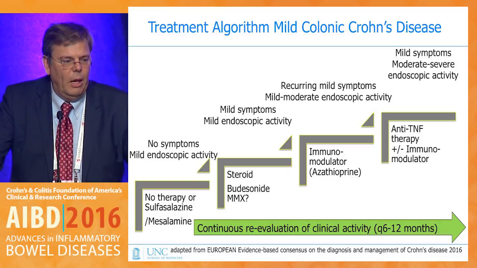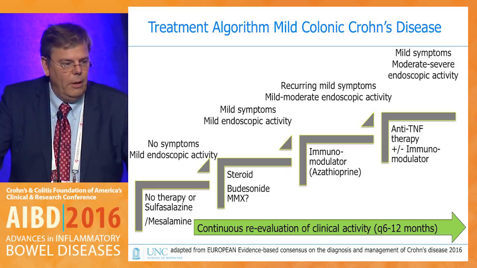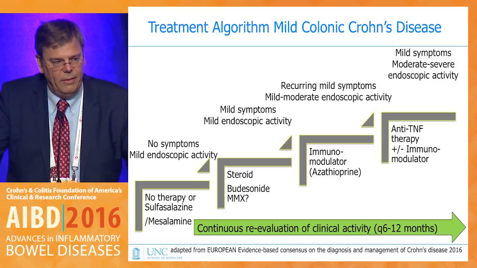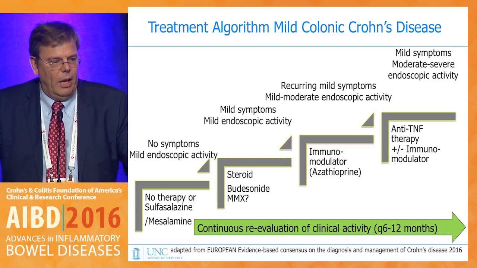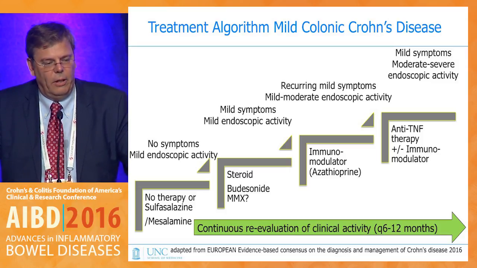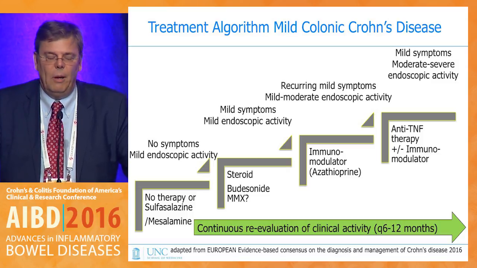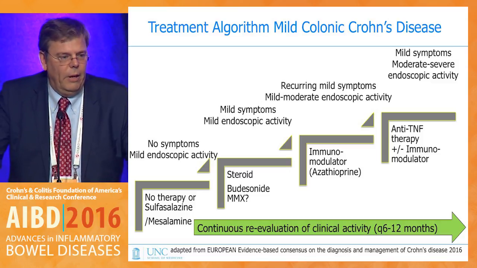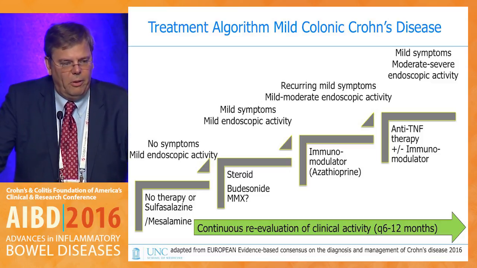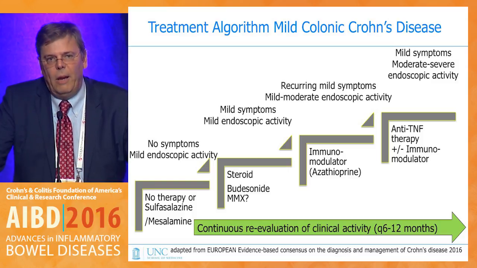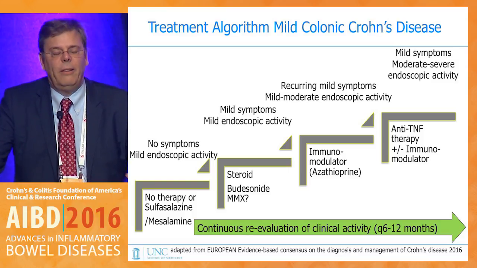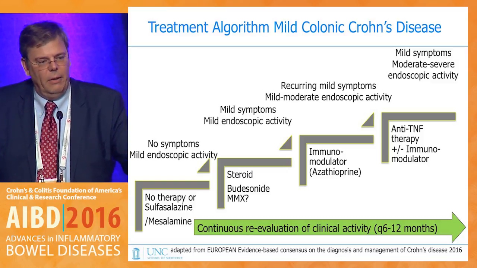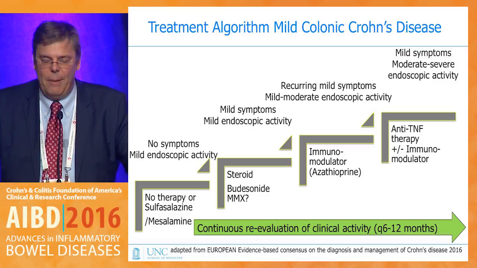If you have no symptoms and mild endoscopic activity, you do no therapy or sulfasalazine, and probably mesalamine is as well an option, but it's not very well investigated. If you have mild symptoms and mild endoscopic activity, you can start a steroid taper or perhaps budesonide MMX. That's not in the guidelines because it was mainly tested for ulcerative colitis. If you have recurring mild symptoms and mild to moderate endoscopic activity, especially if the endoscopic activity is more extensive, I think you should start the patient immediately on an immunomodulator, again in a step-up approach.